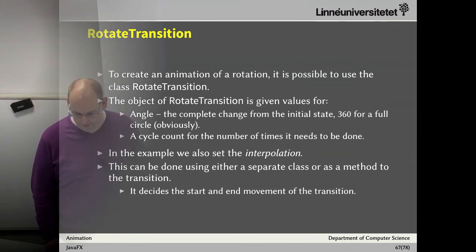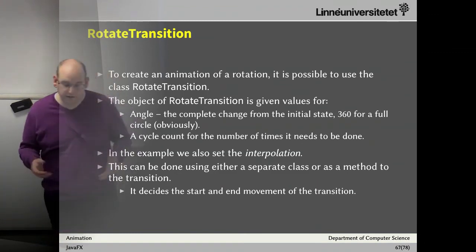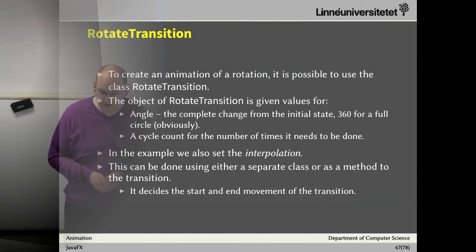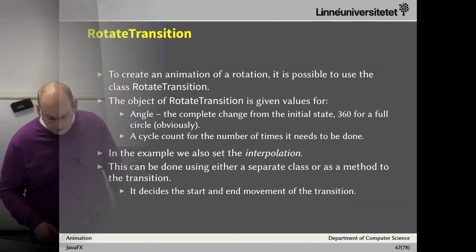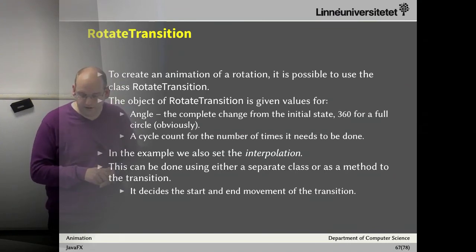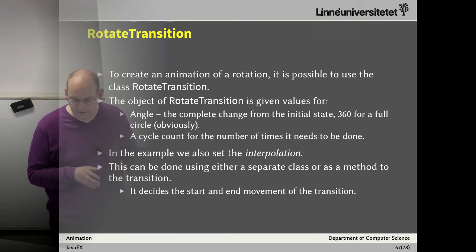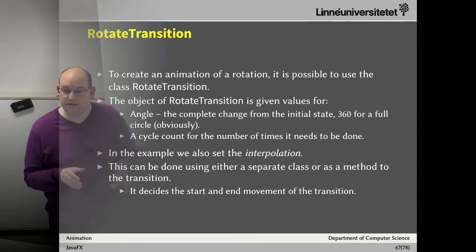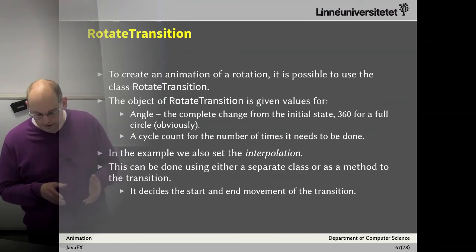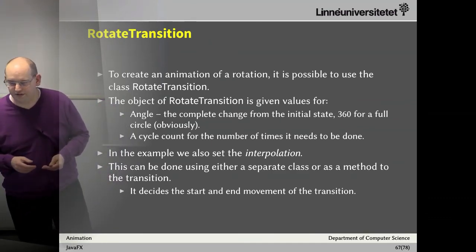Rotate transition works, and all the transition animations work more or less the same. So in this case, we have something that we want to rotate. We do an angle from initial state to 360 for a full circle. How many times? We use something called interpolation, which means basically that we define the movement at the start and the end of the transition.